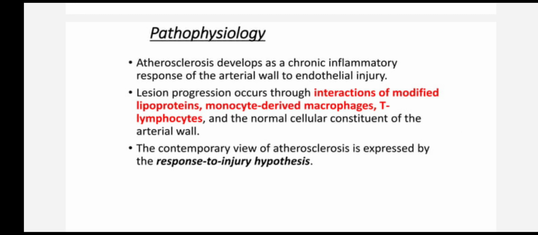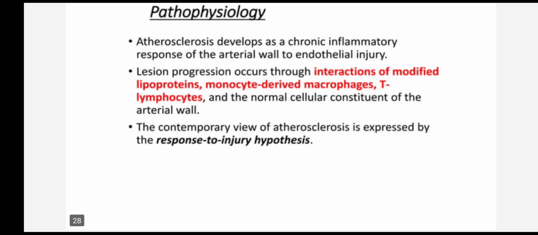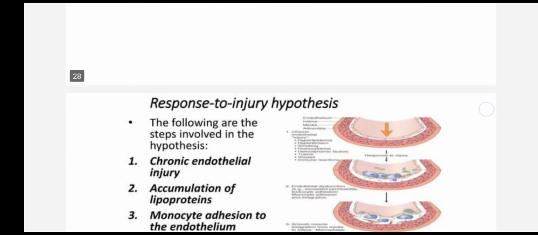Pathophysiology. Atherosclerosis develops as a chronic inflammatory response of the arterial wall to endothelial injury. Lesion progression occurs through the interaction of modified lipoprotein, monocyte-derived macrophages, T lymphocytes, and the normal cellular constituents of the arterial wall. The contemporary view of atherosclerosis is expressed by the response to injury hypothesis.